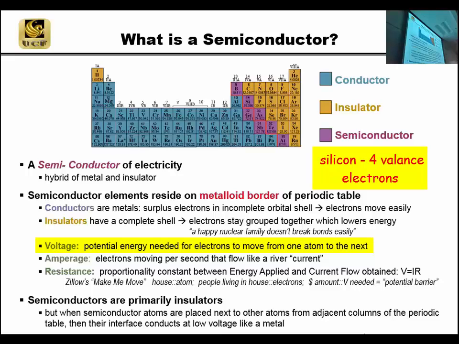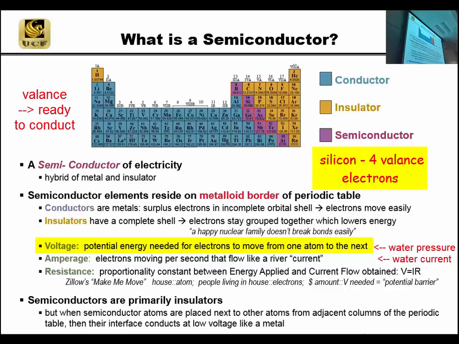Once you have a full orbital shell, that doesn't want to change. If it's 4 valence electrons in that outer shell, it wants to stay there, so it doesn't contribute electrons. If you have an incomplete shell, those are available to conduct because they'll move. They're looking for a complete home.